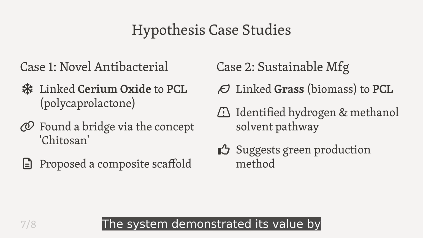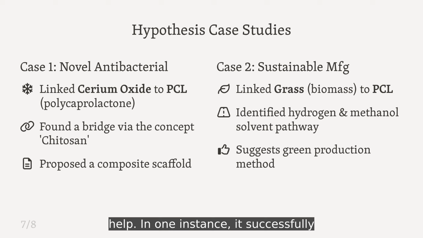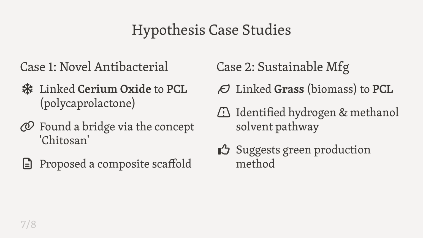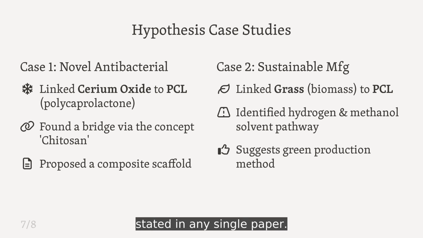The system demonstrated its value by generating plausible scientific hypotheses without human help. In one instance, it successfully linked cerium oxide, a low-profile node, to PCL, a common polymer, by using chitosan as a conceptual bridge. In another, it connected grass biomass to PCL through a complex pathway involving hydrogen production, effectively proposing a sustainable manufacturing method that wasn't explicitly stated in any single paper.